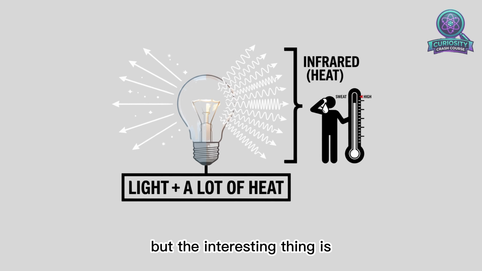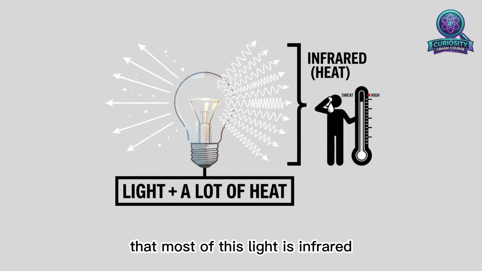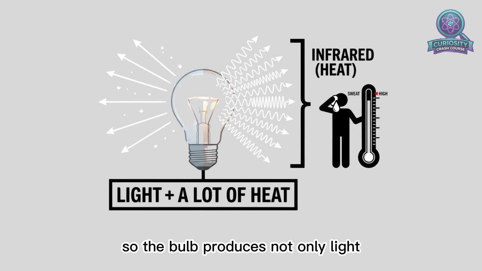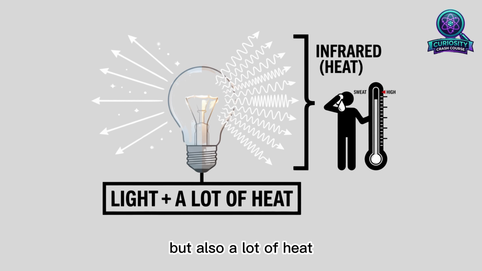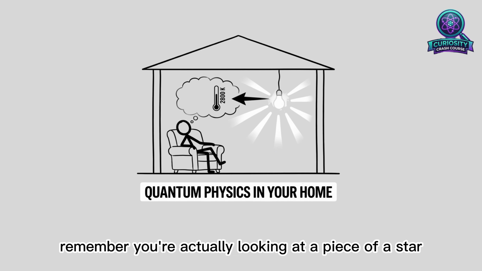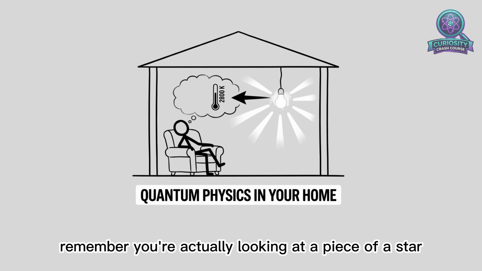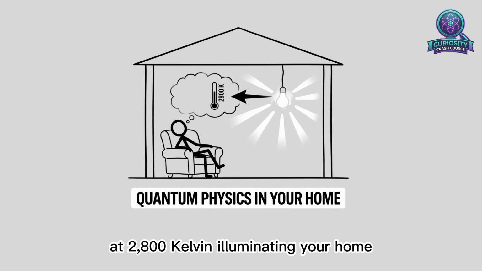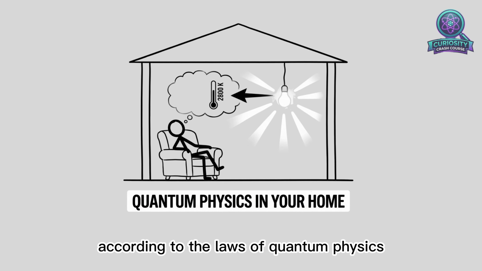But the interesting thing is that most of this light is infrared, so the bulb produces not only light, but also a lot of heat. So the next time you see a light bulb turn on, remember, you're actually looking at a piece of a star at 2800 Kelvin, illuminating your home according to the laws of quantum physics.